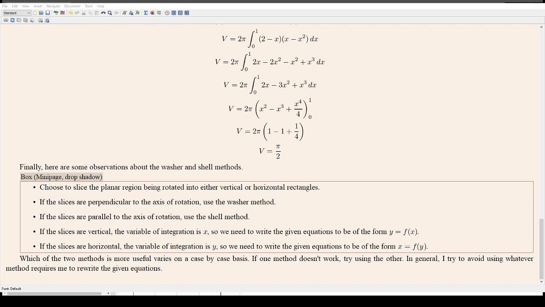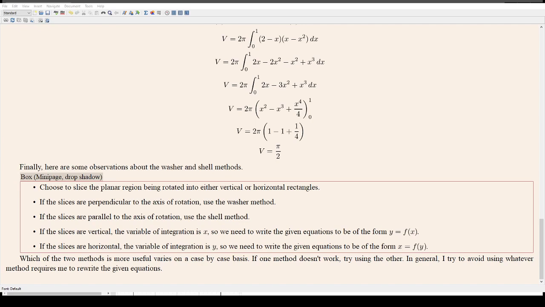Now, which of the two methods is actually more useful ultimately varies based on the problem. The rule of thumb that I go by is I want to avoid rewriting the equations that I've been given, if that's at all possible. So I'm going to choose whichever method allows me to avoid rewriting the equations, right? So say, for instance, that I've been given equations in the form y equals f of x. I think to myself, well, I don't want to rewrite that. So I want the variable of integration to be x. So I'm going to take vertical slices.